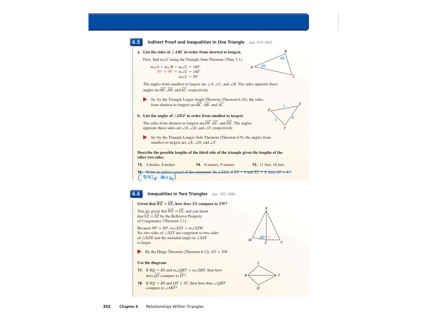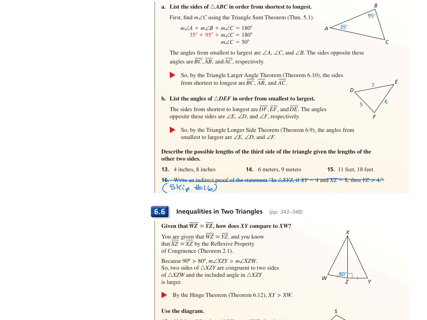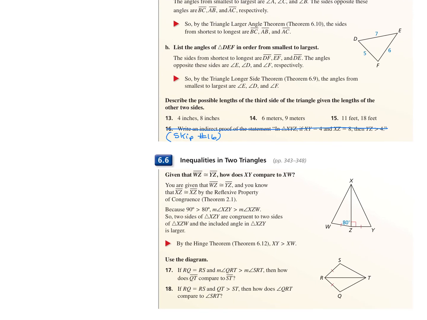Okay, next we talked about indirect. We did not talk about indirect proof. You will not have that on your test. Again, no proofs on the test. We did learn the inequalities in one triangle. So this is where we were shown that you're going to add and subtract the 2 smaller sides of the triangle. And then that third side must fall in between that sum and difference. It must be greater than the difference, but less than the sum.